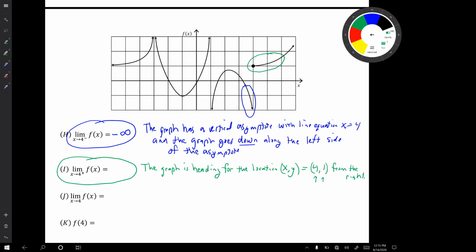Well, those symbols show up over here in this limit expression. There's my 4, and I put the number 1 here. The limit as x approaches 4 from the right is the number 1. That's because the graph is heading for that location, (4, 1), from the right. Now, what about this expression? Well, this limit does not exist for the simple reason that the left and right limits don't match.